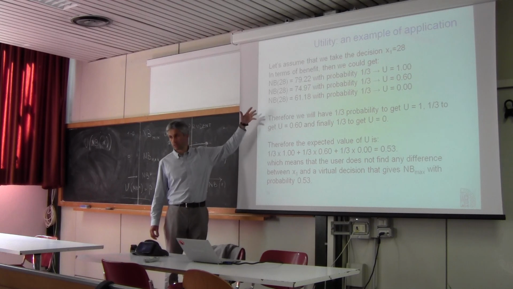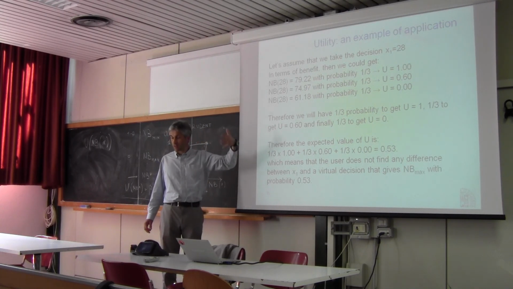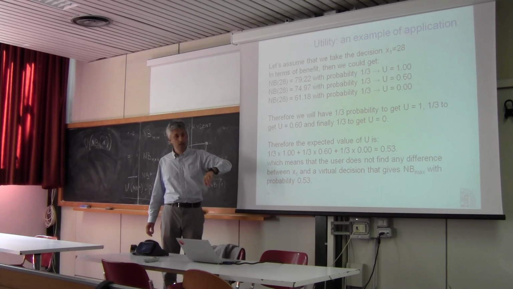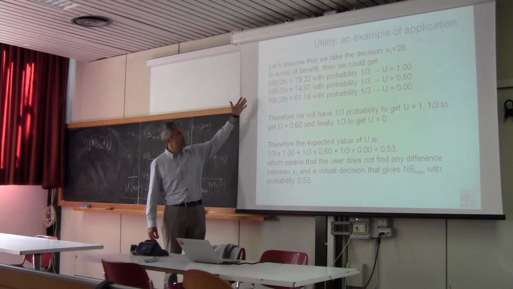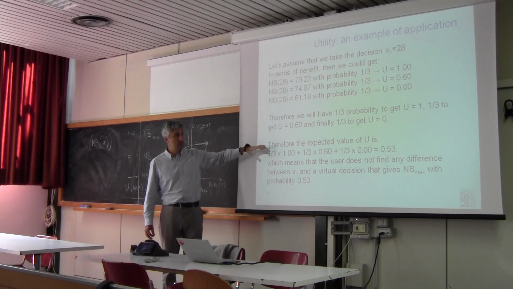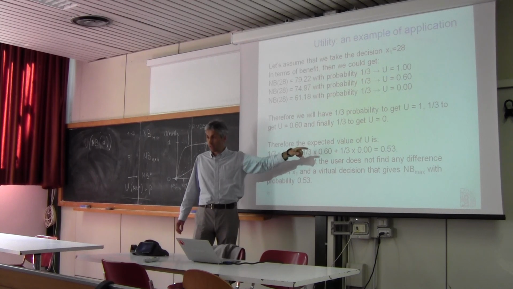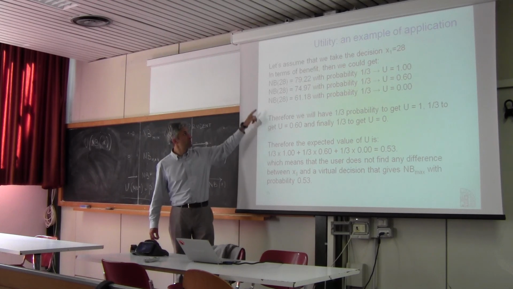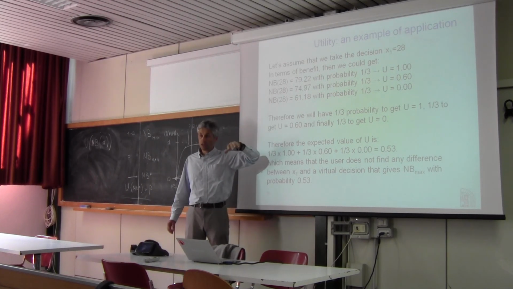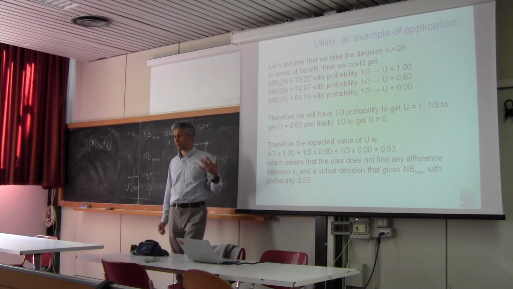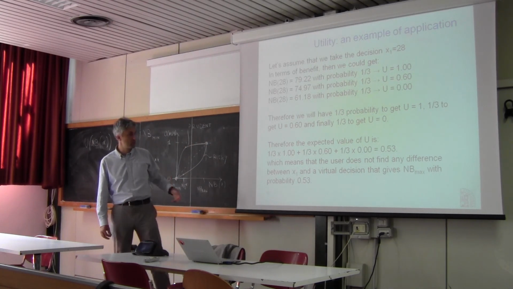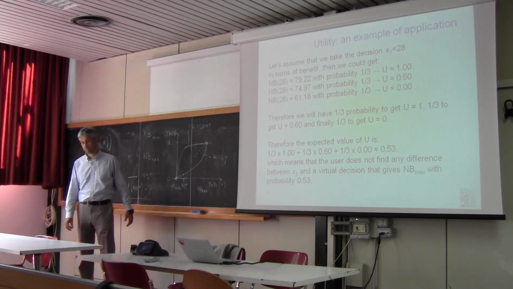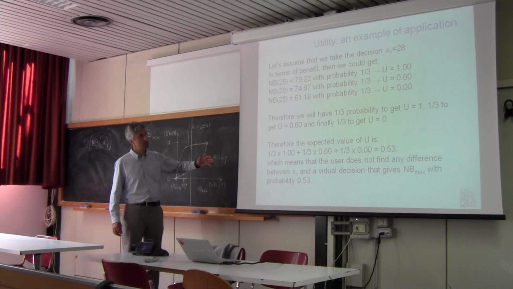Of course, he doesn't know this computation, but the stakeholder assigned a utility to each possible benefit. And therefore, the result is that to this decision of 28 corresponds a utility of 0.53, which means that in practice, he doesn't find any difference between assigning 28 and another hypothetical decision that gives him the opportunity to get the maximum benefit with the probability 0.53. Of course, the same computation can be done for any possible decision.